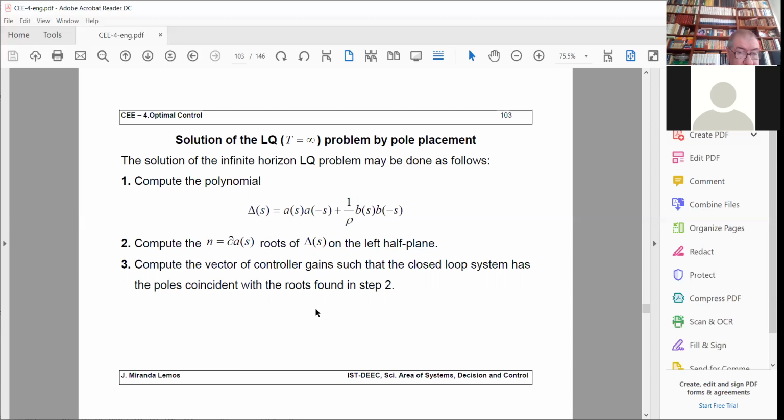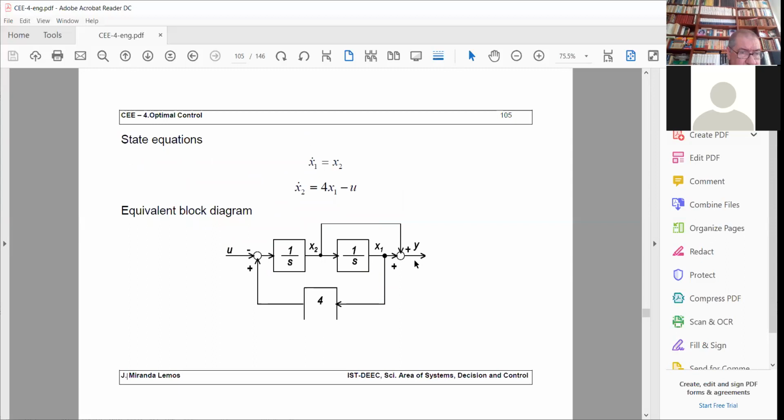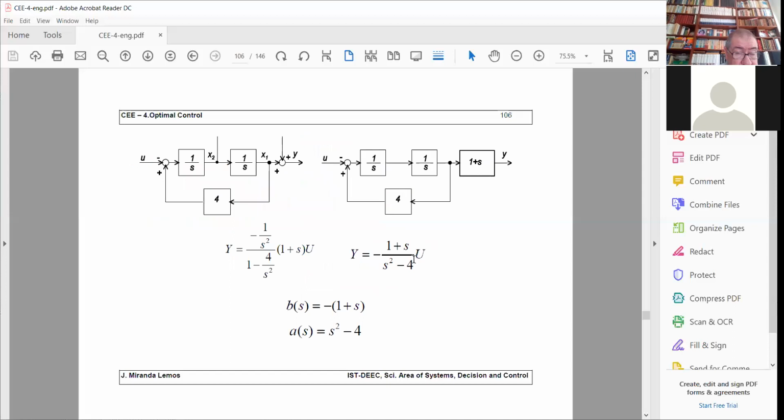Let's see one example. Suppose that you have this second order system with this quadratic cost. So Q is C transpose C, so we have C here. And rho, we take the value 10. That's something that we decided to have. Now, using either the Laplace transform or block algebra as I did here, compute the transfer function. The open loop transfer function is (1 plus s) divided by (s squared minus 4). In this case, B(s) is minus 1 plus s, and A(s) is s squared minus 4. So write the delta.